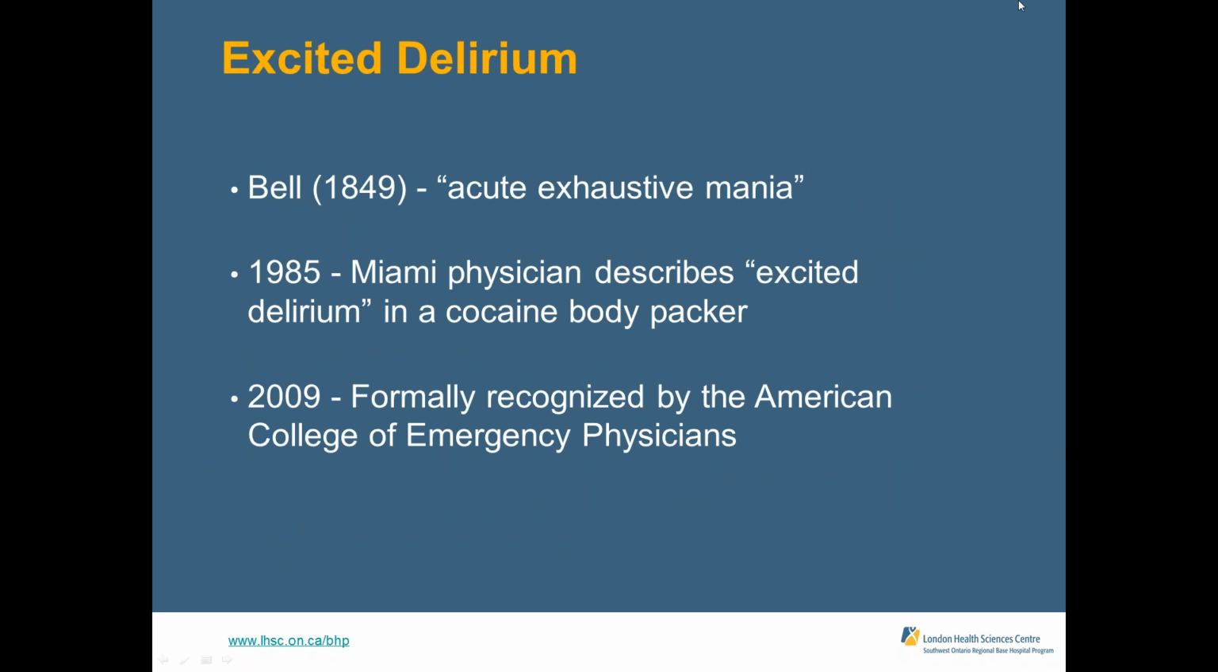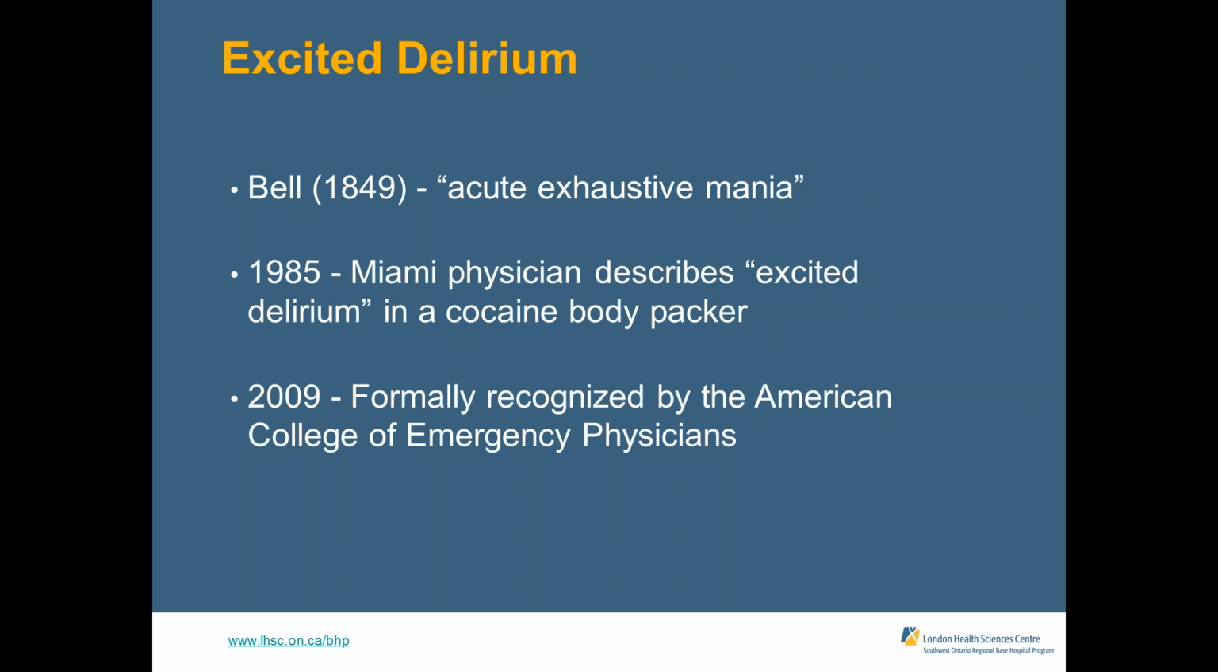So excited delirium has been described a few different ways. It was first discussed in 1849 by a gentleman with the last name of Bell, who called it acute exhaustive mania. It wasn't until 1985 that it was recognized in the U.S., where a Miami physician, during the height of the cocaine epidemic in the States, described this syndrome in a cocaine body packer. And it wasn't until 2009 that it was formally recognized by the American College of Emergency Physicians as what we describe as excited delirium today.